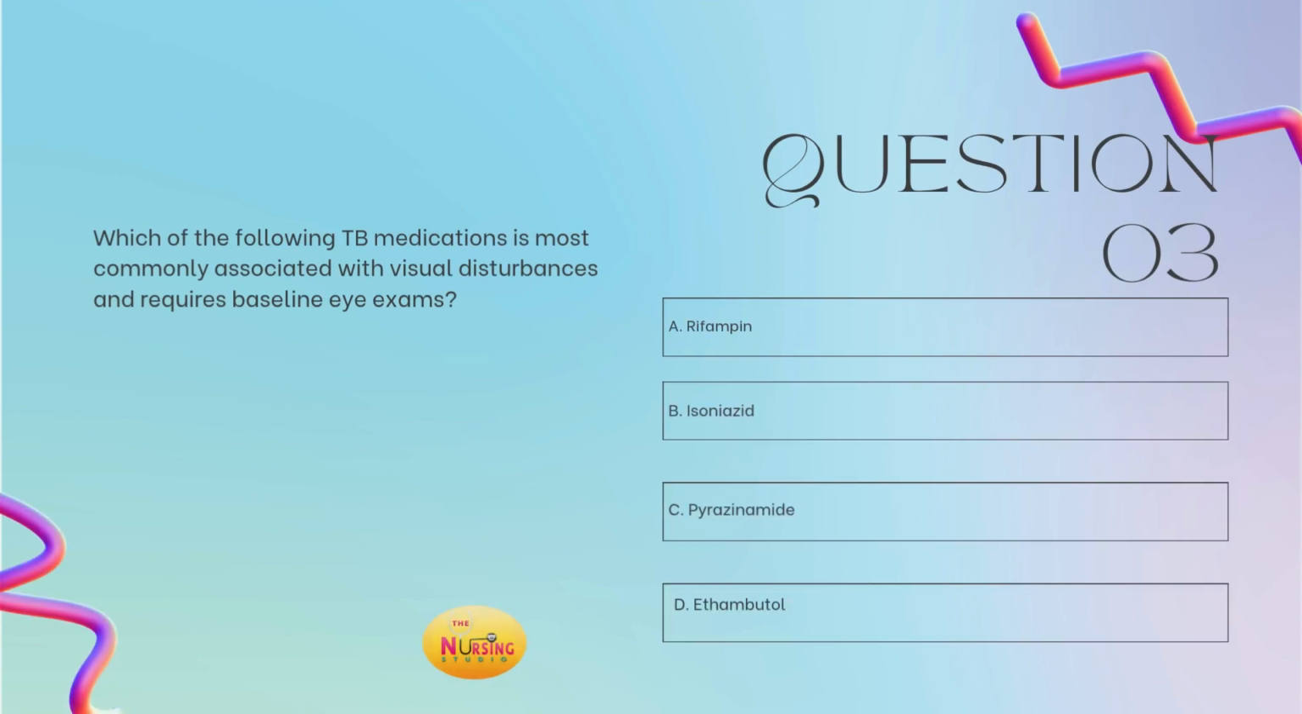And then lastly, question number 3, which of the following TB medications is most commonly associated with visual disturbances and requires a baseline eye exam? Is it A, rifampin? Is it B, INH? Is it C, pyrazinamide? Or is it D, ethambutol? Take a moment and tell me what you got.